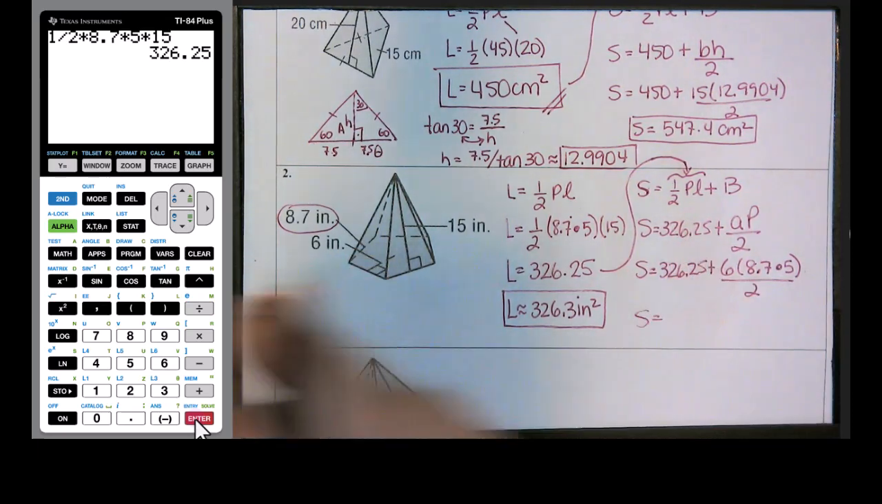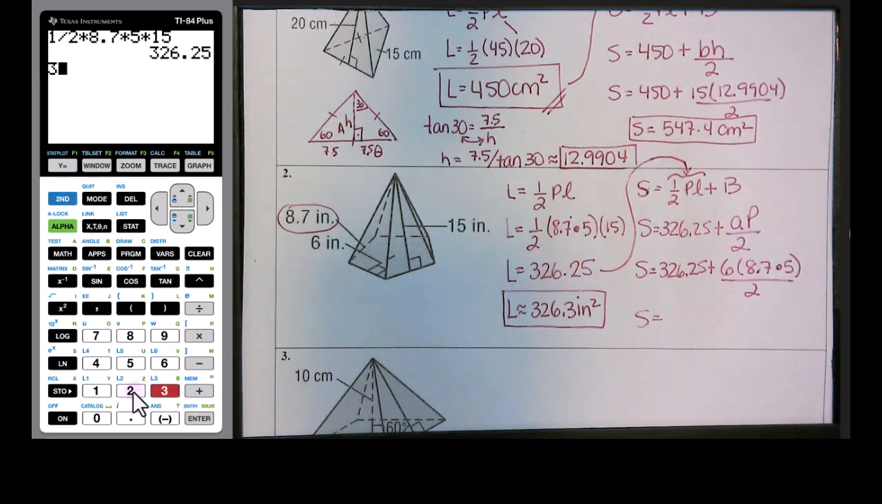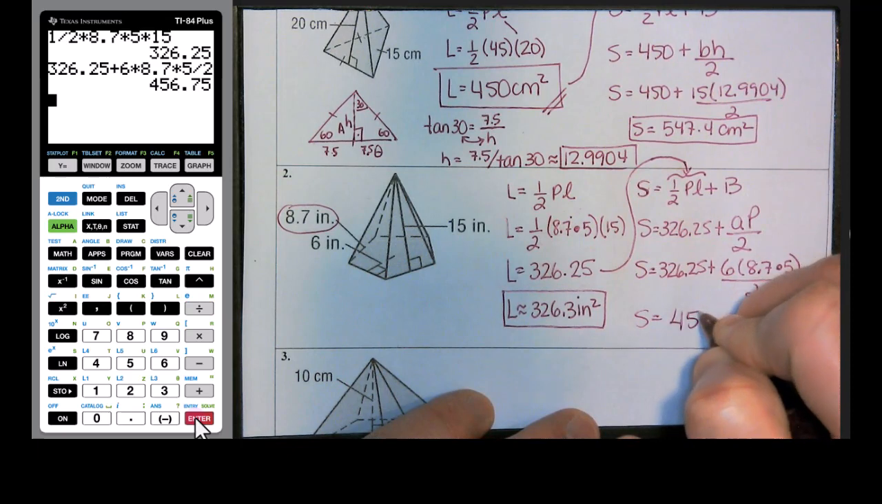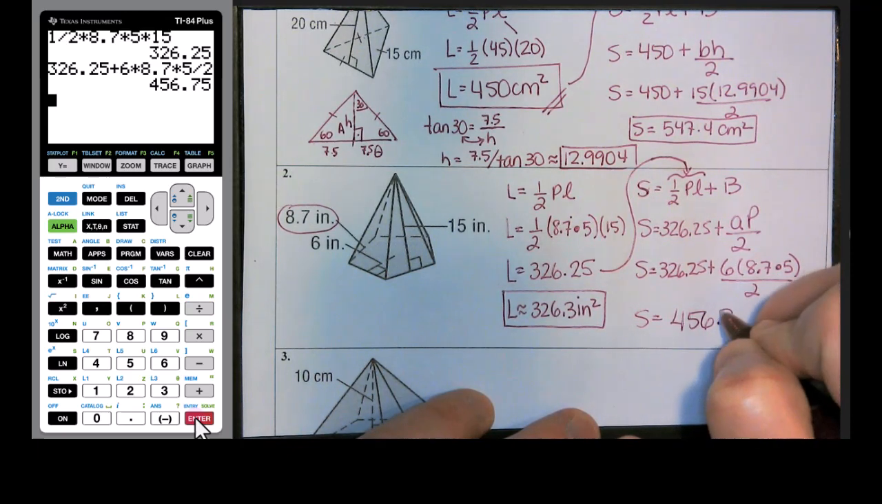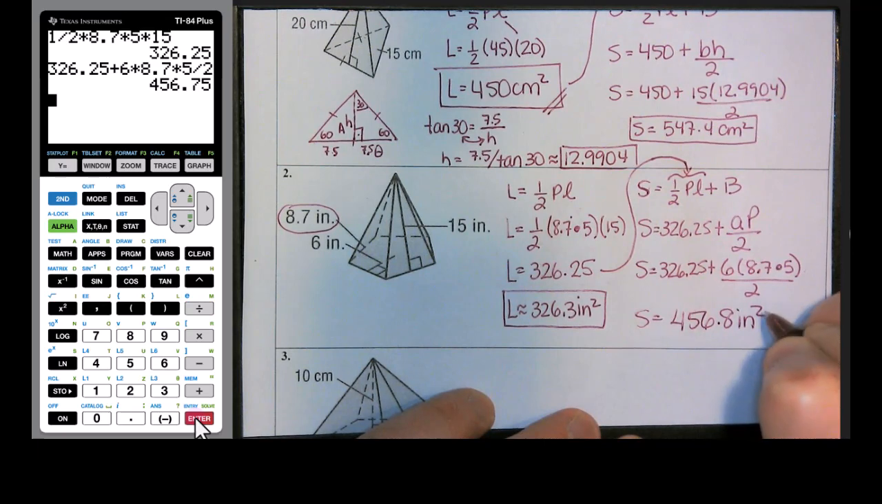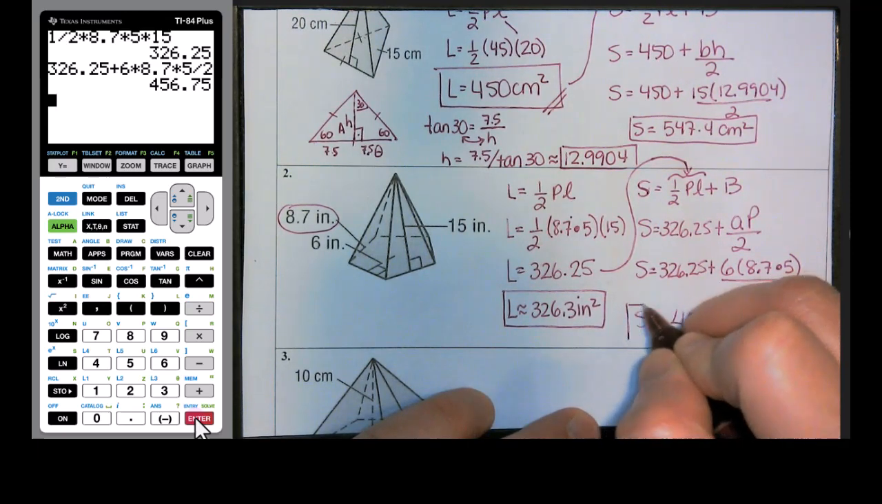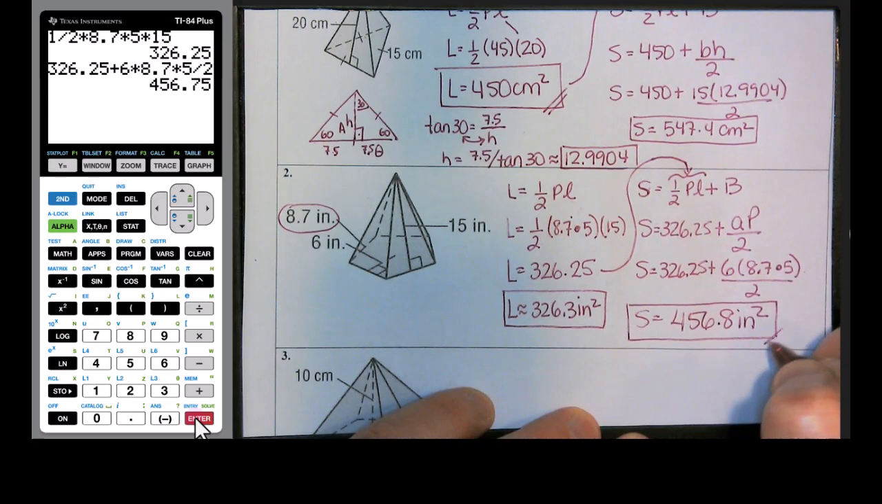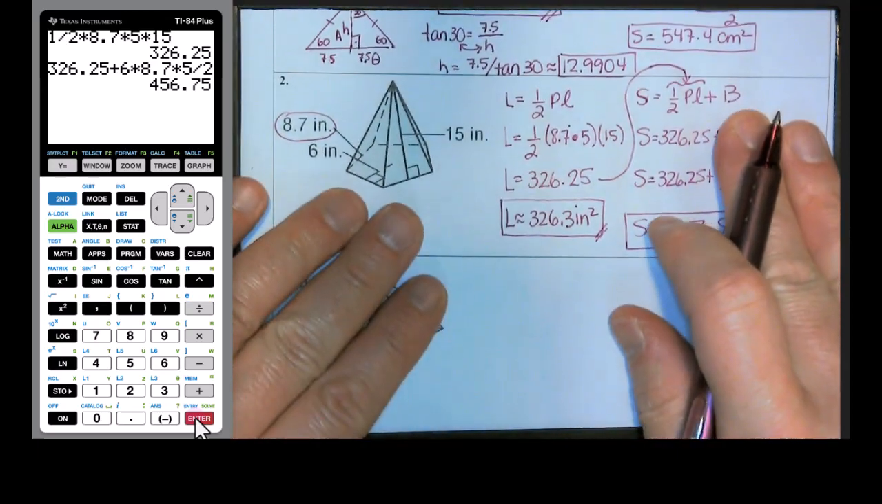Now let's plug that in the calculator. So we have 326.25 plus 6 times 8.7 times 5 divided by 2, and we get 456.8 inches square. So there we go. There's our surface area and our lateral area. Very good. Let's go on to the next example.